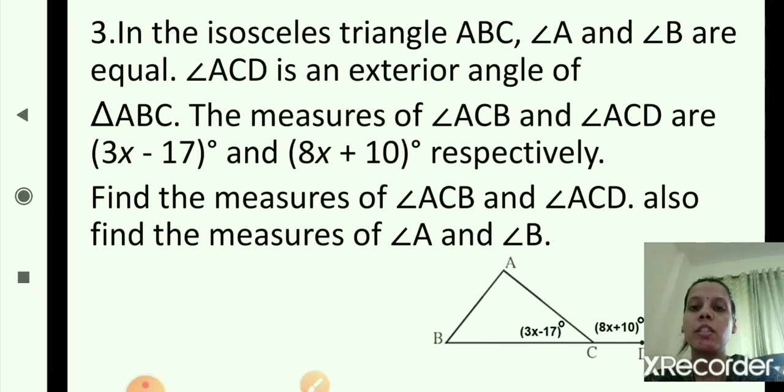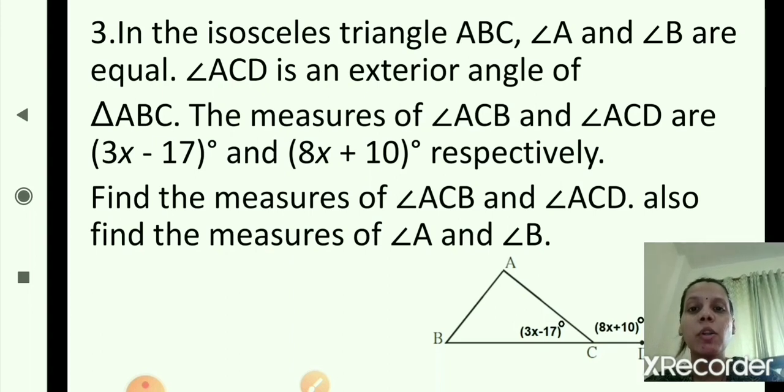Okay, now this is question number 3. In the isosceles triangle ABC, angle A and angle B are equal. Angle ACD is an exterior angle of triangle ABC. The measures of angle ACB and ACD are 3x minus 17 degree and 8x plus 10 degree respectively. Find the measures of angle ACB and ACD. Also find the measures of angle A and angle B.